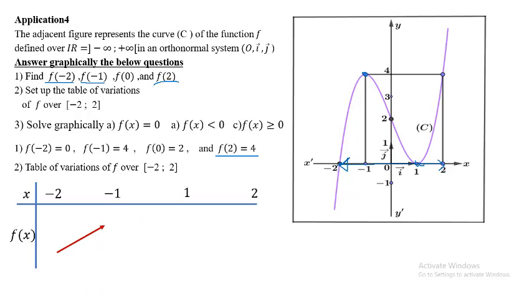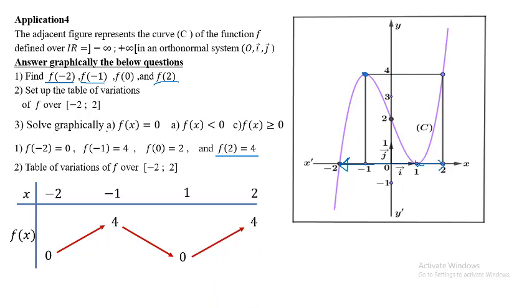Over the interval [-2, -1], f increases from 0 to a value 4. Now over the interval [-1, 1], f decreases from 4 to a value 0. Over the interval [1, 2], f increases from this value, which is 0, to this value, which is 4.